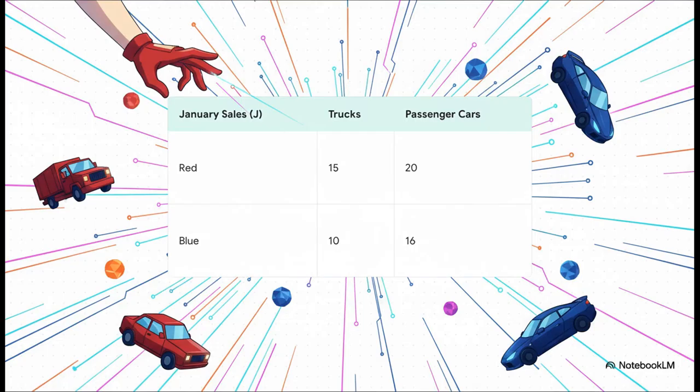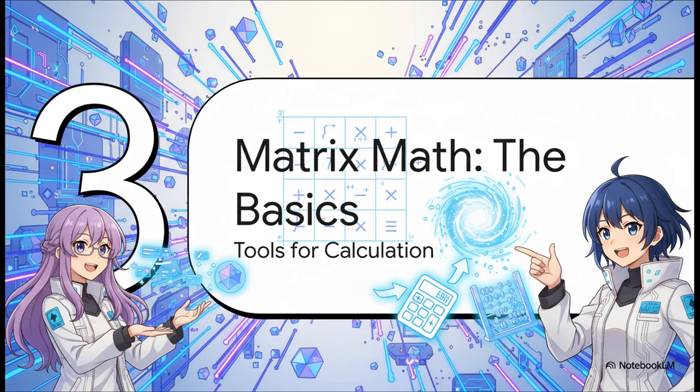And boom, look at that. It is the exact same data, but now it's beautifully organized. The rows tell you the color, the columns tell you the vehicle type. In a split second, you know you sold 15 red trucks. It's clean, it's efficient, and it's powerful. That is a matrix.